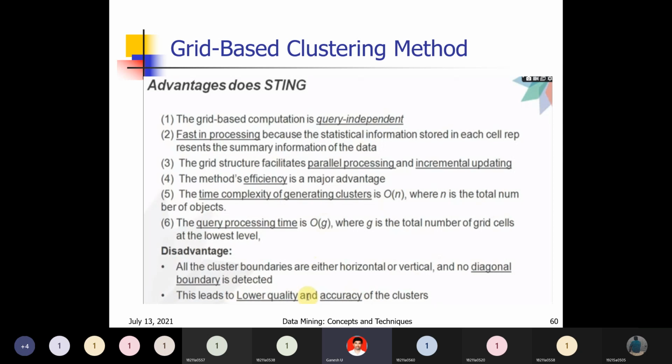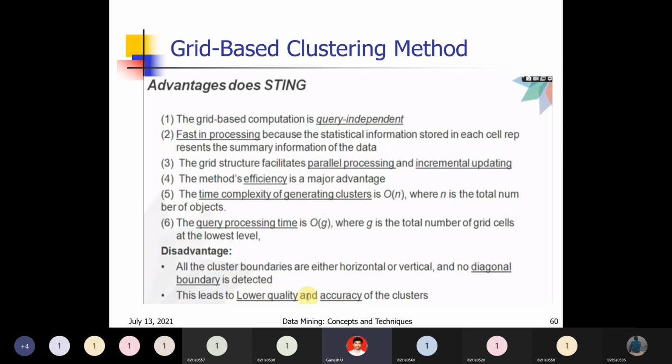See here, g is nothing but, at the bottom level, how many parts, how many grids there are. The query processing time is big O of g. But the time complexity is the total number of objects, how many objects there are in the cluster. That is the time complexity of this STING method.